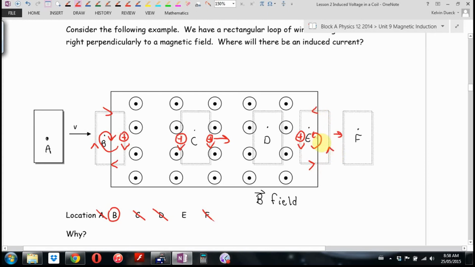Marissa, are you noticing we get an alternating current? It was clockwise on the left. It went to 0 when we were totally enveloped, and then it's counterclockwise on the right. We're getting a current that changes direction.